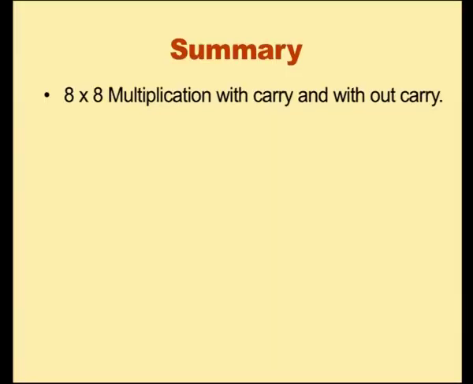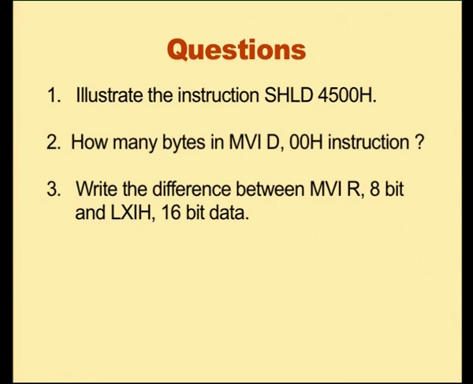Summary, in today's episode, we have discussed how to multiply two 8-bit numbers. After multiplying two 8-bit numbers, the resultant may be 8-bit or 16-bit. Within 8-bit, how to write the program, and if it is exceeding its size, how to initialize one more register to hold the carry values. So, the 8 cross 8 multiplication with carry and without carry programs were discussed.